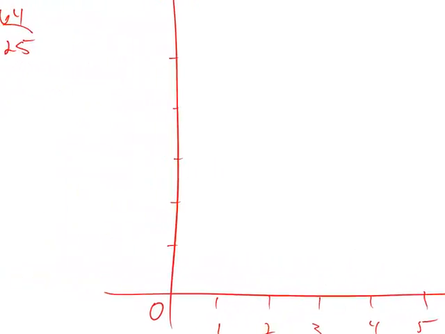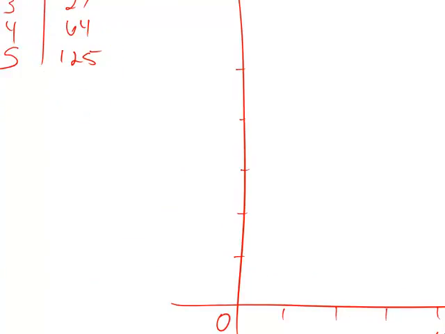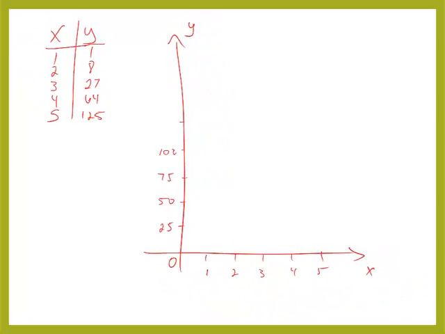And our largest number is 125. So we need increments that will go to 125, which I'm going to go ahead and do 25. So 25, 50, 75, 100, 125. Now let's plot all the points. So our first point is 1, 1. So 1, and then up a little bit. 2 is 8, so 2 and up a little bit more. 3 is 27, so a little bit above 25. 4 is 64, so somewhere between 50 and 75. We're just guesstimating here, guys. Doesn't have to be that accurate.